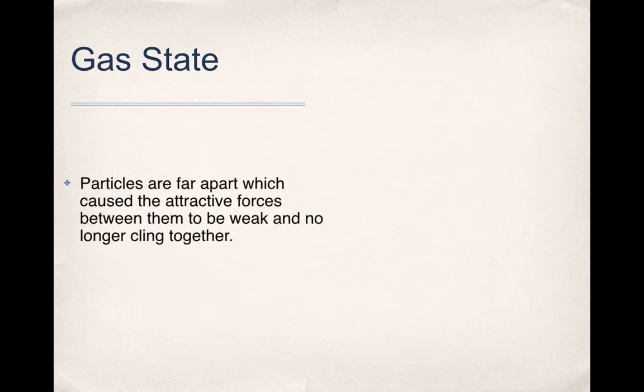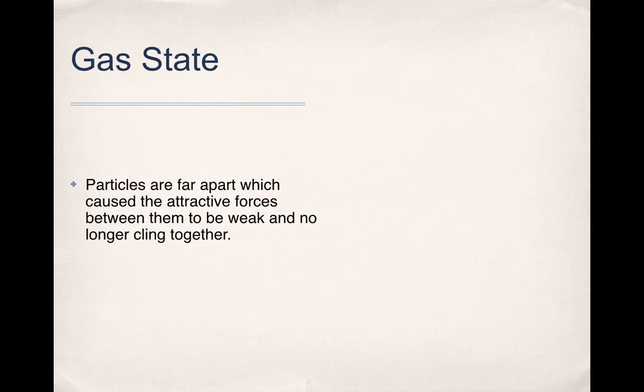The gas state. Here, the particles are much farther apart. They are spread out. Because those particles are so spread out, the forces between them are so weak that they're no longer clung together. They're not stuck to each other. Because of this, gases don't have a definite volume and they don't have a definite shape.